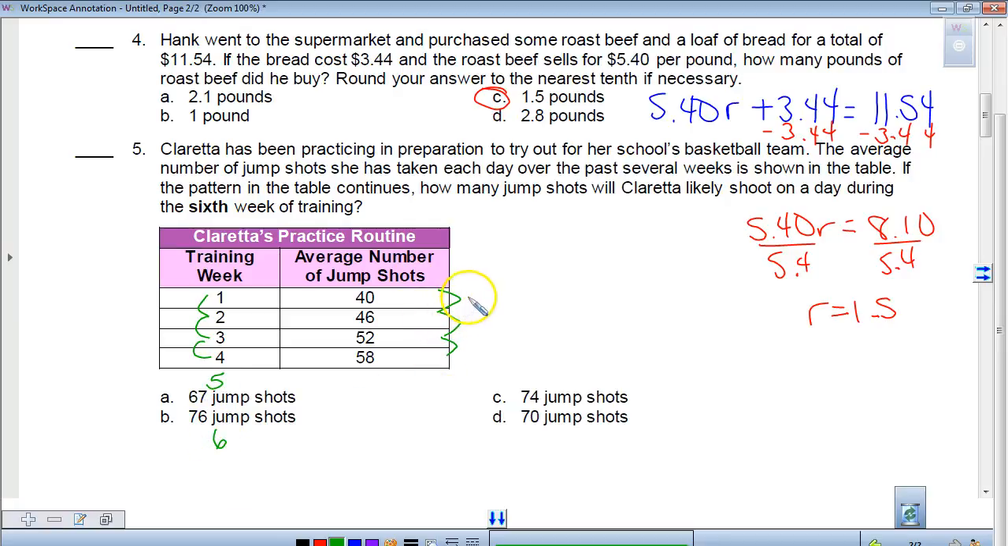So instead of finding 5 and then moving up to 6, which would be plus 6 here and plus 6 here, we could just add 12 to 58, and the answer is D, 70.